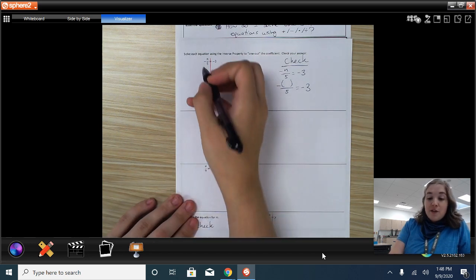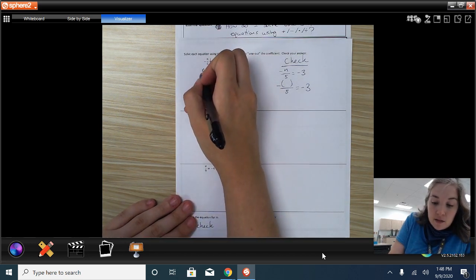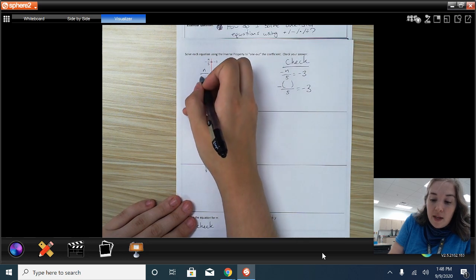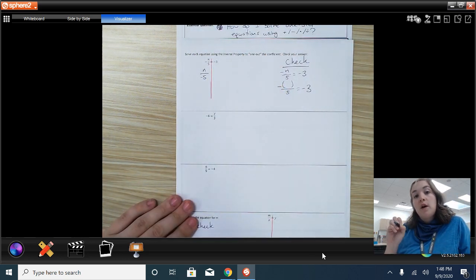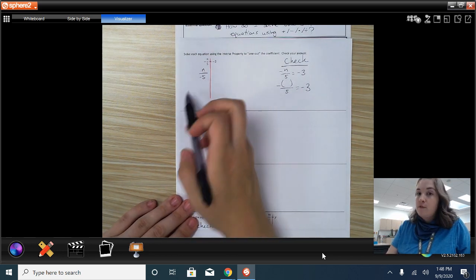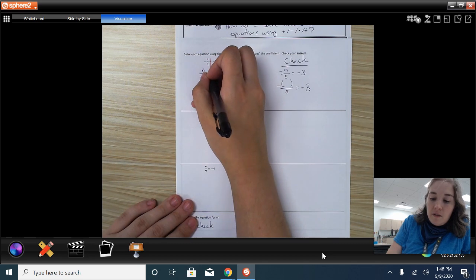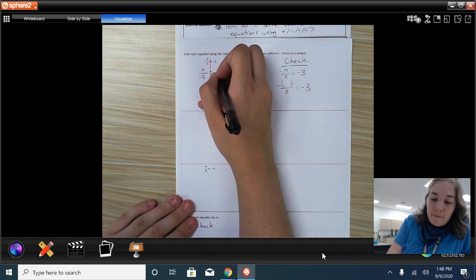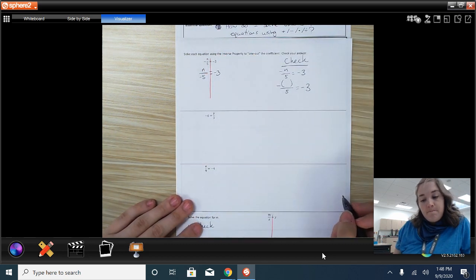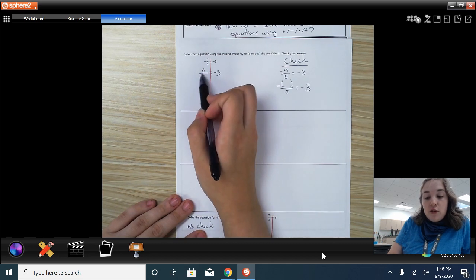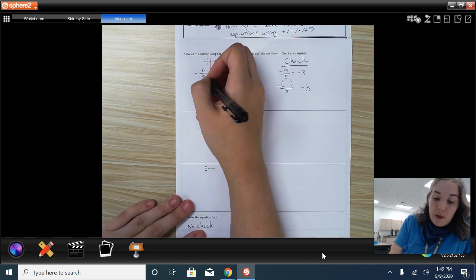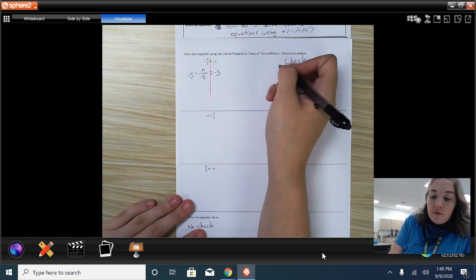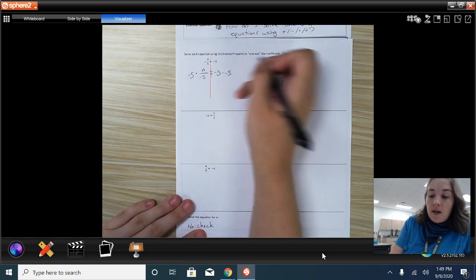For this one, I'm actually going to change this a little bit, just rewrite it so that I have n over negative 5. That negative can go with the numerator or it can go with the denominator. I'm just going to stick it with my constant, that 5, so I can get rid of it easier. So I have n over negative 5 equals negative 3. We have division here. The opposite of divide is to multiply. So I need to multiply by -5. Multiply both sides by -5.